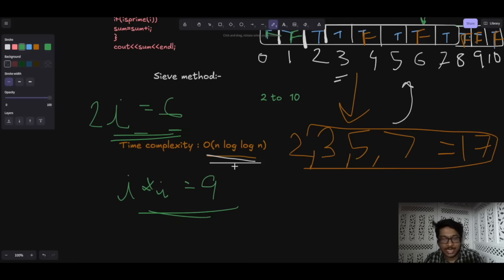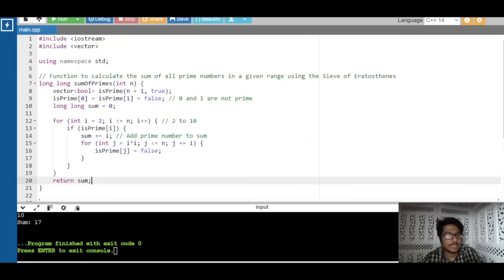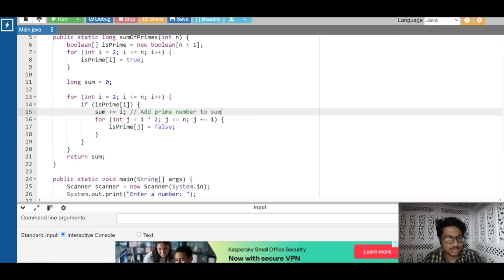And you get n log n, but yeah, you can definitely read more about it. But sieve is a very powerful method. Okay, yeah, and the Java code is also similar, so it's exactly similar.